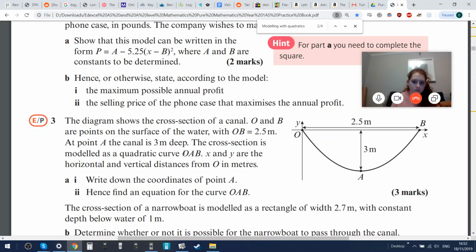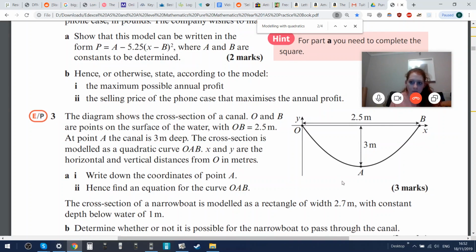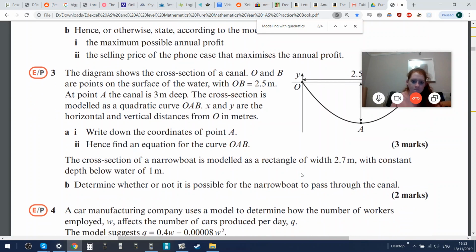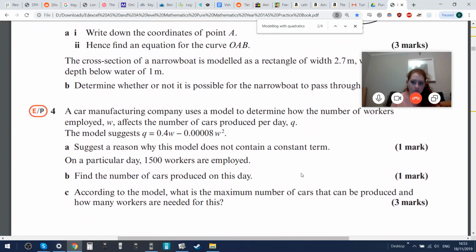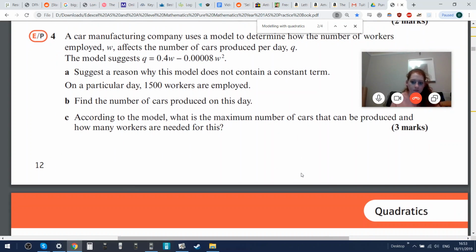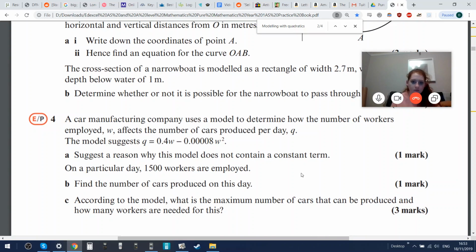The coordinates of the point A. How would you find the coordinates of the point A for this one? We'd just be finding the maximum, or that would be the minimum. Yes, and hence find an equation. Okay, that might be worth looking at. Let's see this one. Does not contain a constant term. Using model. Workers supplied.